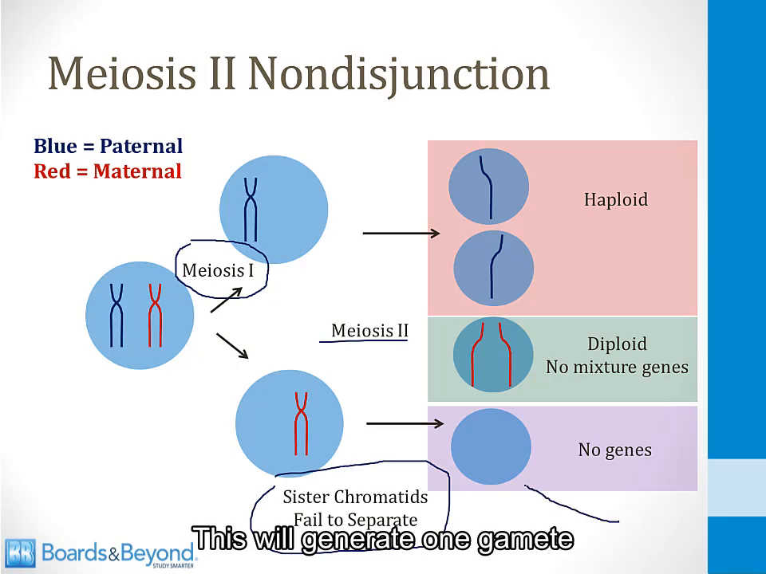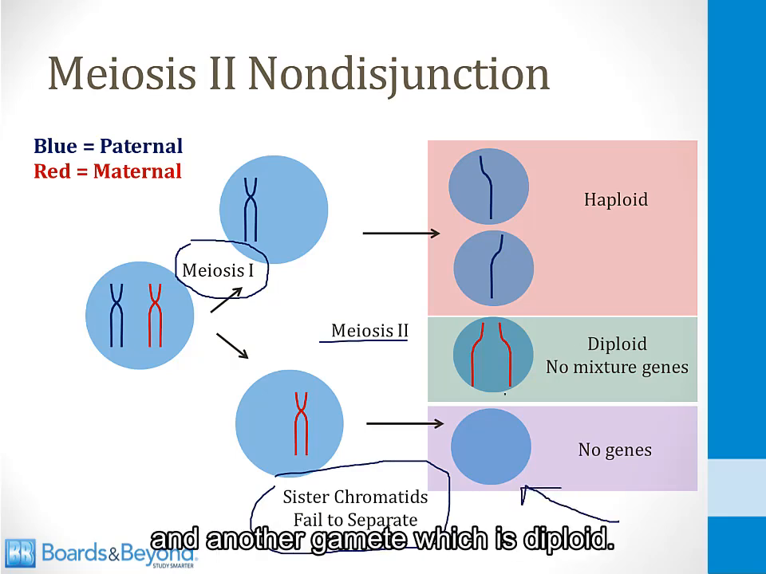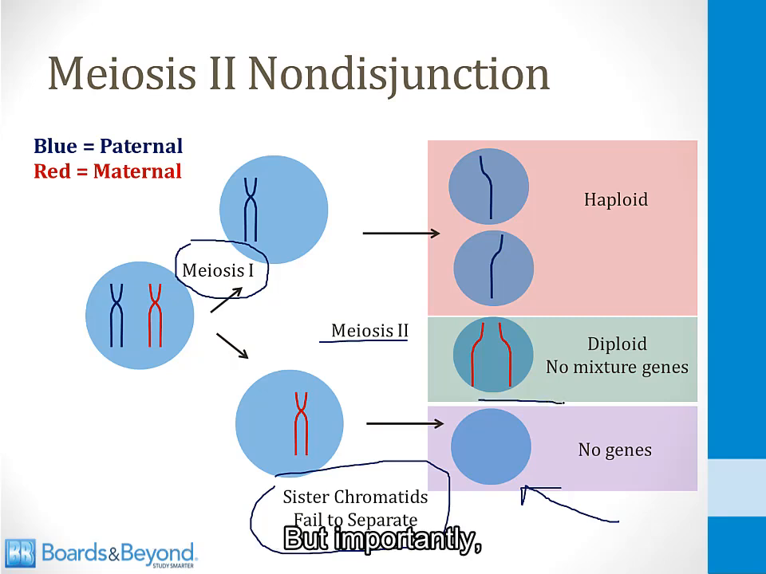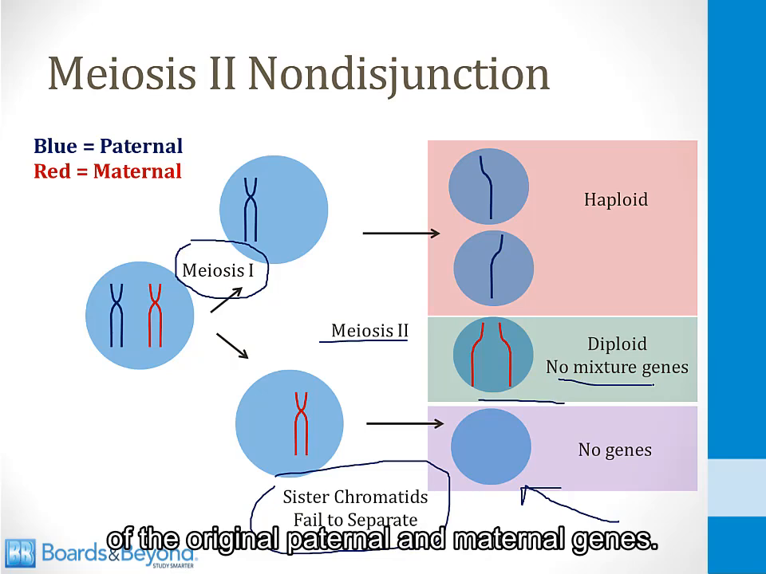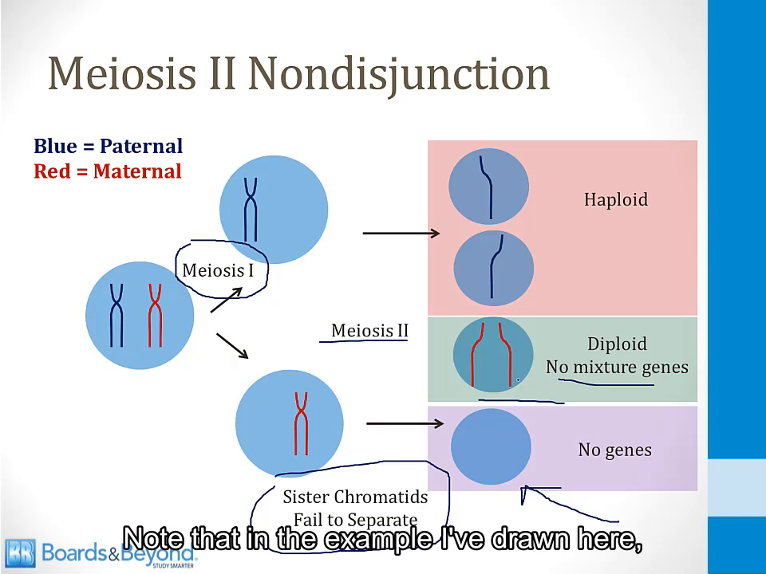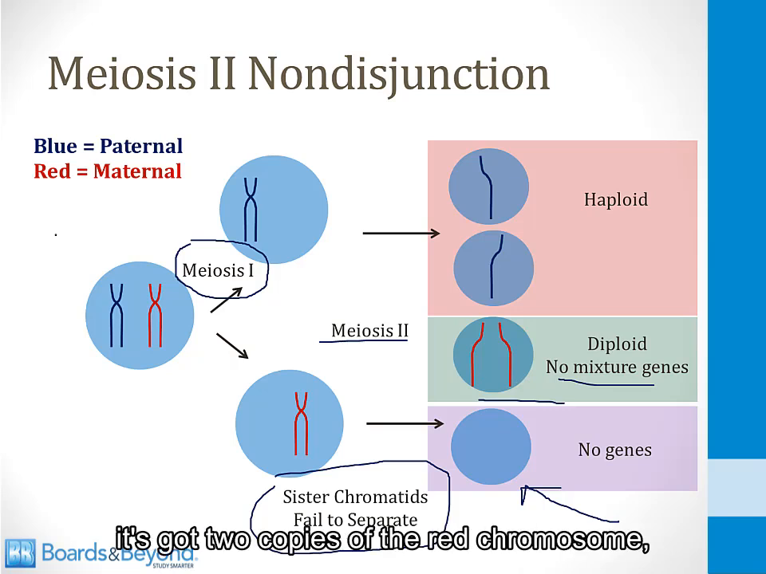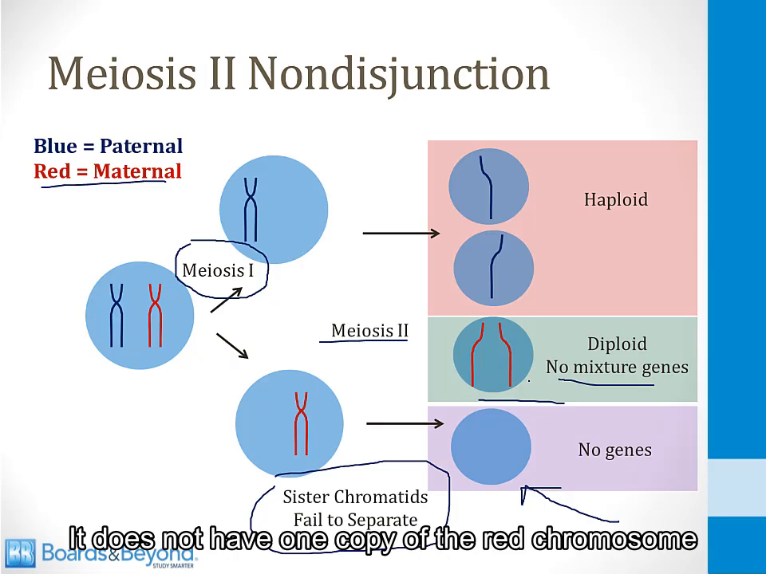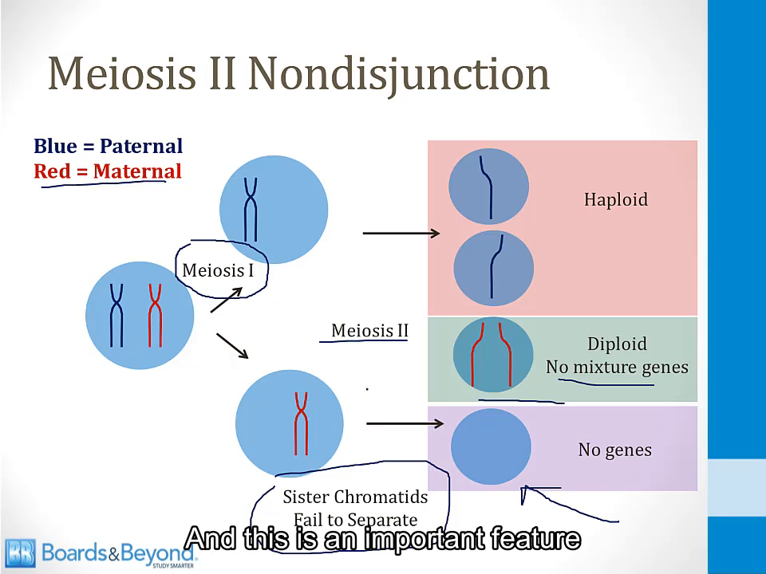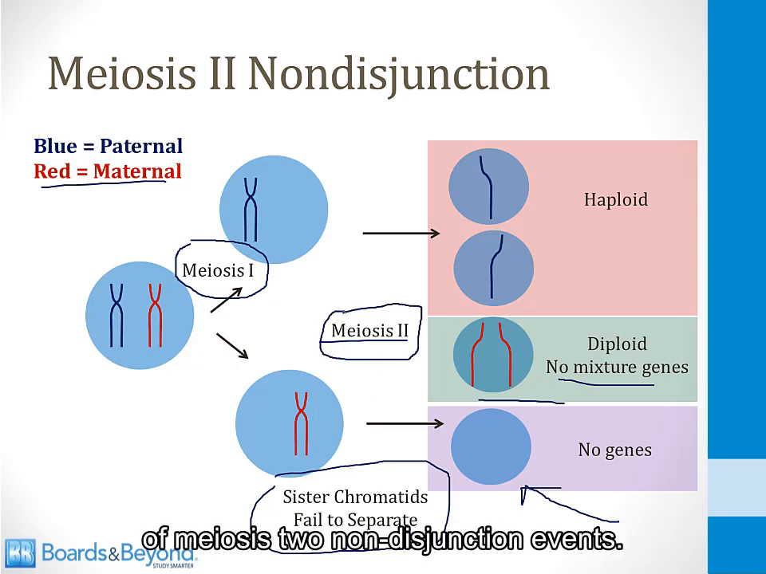This will generate one gamete which has no genes and another gamete which is diploid, but importantly, this diploid gamete has no mixture of the original paternal and maternal genes. Note that in the example I've drawn here, it's got two copies of the red chromosome which initially came from the mother. It does not have one copy of the red chromosome and one copy of the blue, and this is an important feature of meiosis II non-disjunction events.